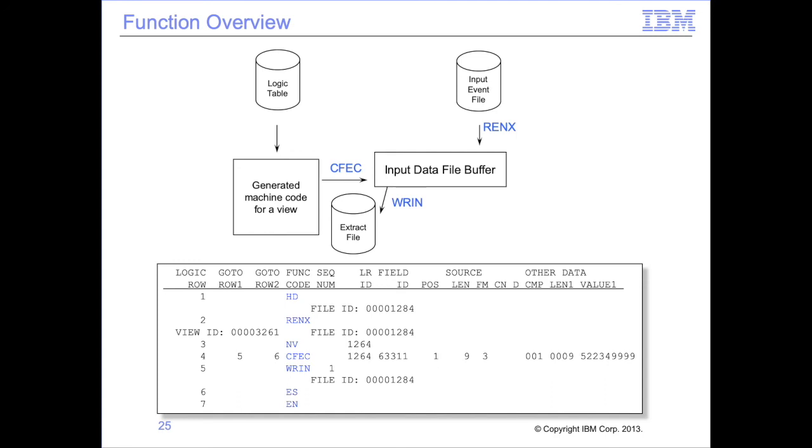The function provided by this view is very simple. However, because Sapher generates machine code, it is even more efficient than is available in COBOL. The CFEC function requires 2 single machine instructions. The assembler instructions generated from the COBOL if statement are typically many more. The same is true for the WRIN and RENX instructions. This gives Sapher a significant performance advantage.